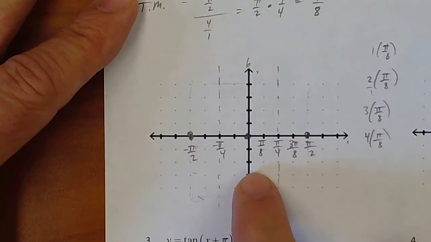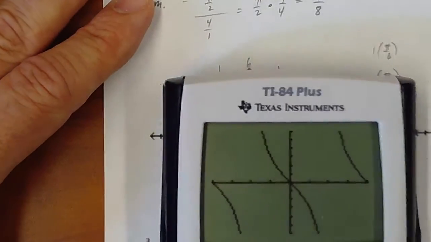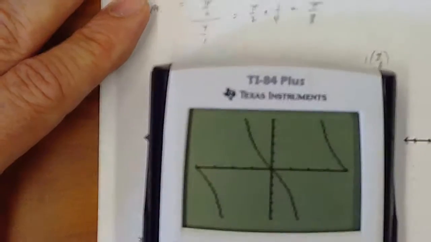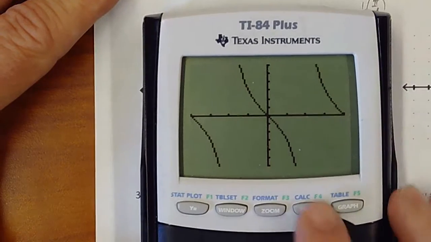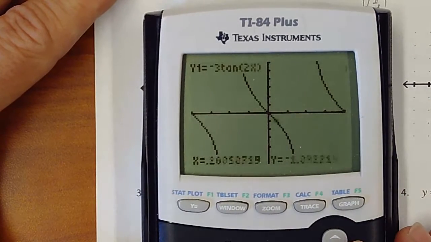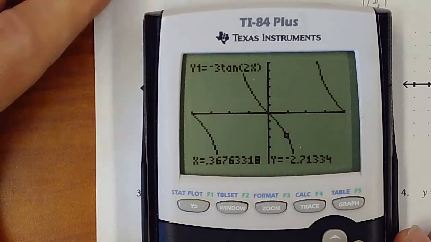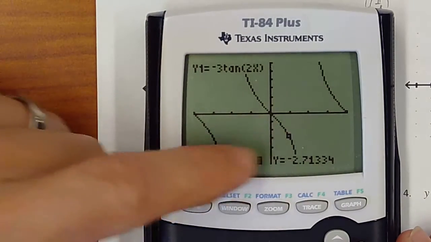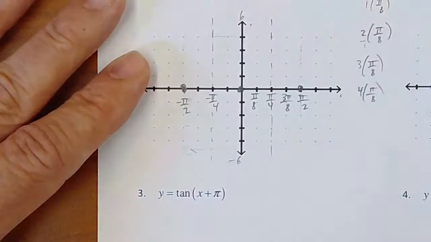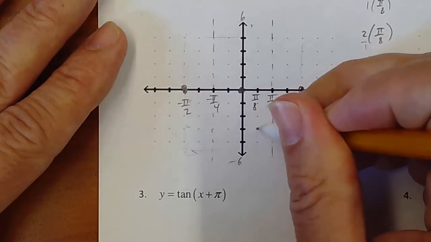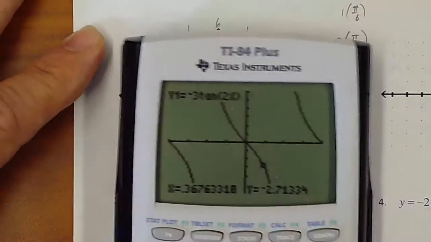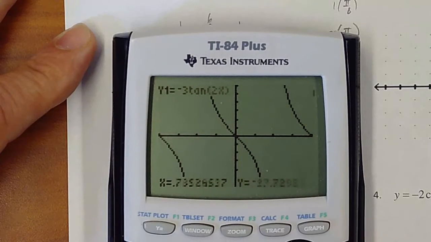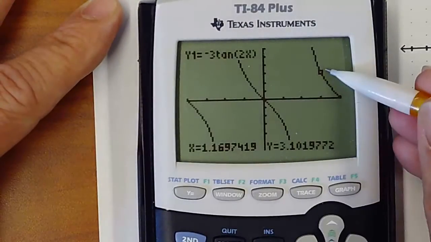All right, well, what about pi/8 now and 3pi/8? Just use your trace feature or eyeball it the best you can. At pi/8, I'm estimating it's around -3, but I can hit trace to pinpoint that for sure, or I could hit the table. Might not be a bad idea as well. But when x is close to that tick mark, my y value is very close to -3. So pi/8, it's at -3. And then 3pi/8, the other tick mark, same idea. Looks like it's at a y value of +3.